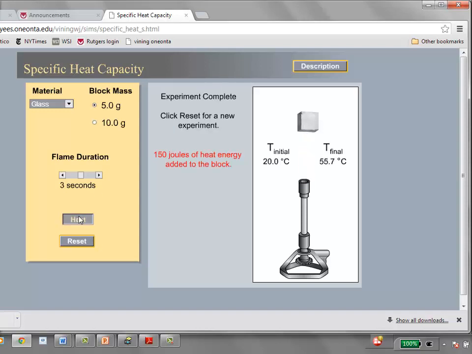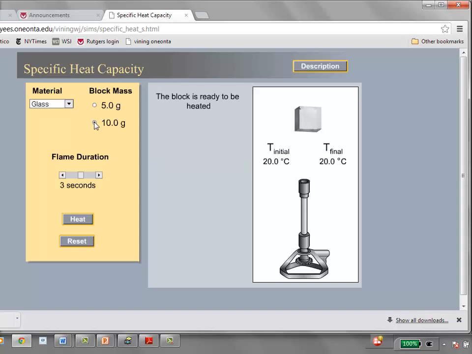And now it goes up a lot. The temperature went up a lot more. So the temperature went up more because it's a different substance. Let's, by the way, look at this. That went up to 55 degrees, so it went up by 35.7 degrees. Let's make it a bigger block. Let's make it a block that's 10 grams of glass instead of 5, and now heat it. It had gone up to 55 degrees, but now it only goes up to 37 degrees.